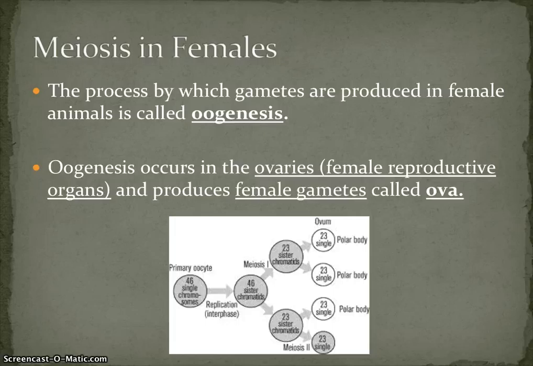The only difference in females is that 3 of our eggs don't actually fully mature, and we call them polar bodies, whereas the one single egg gets stored in our ovaries for further use.